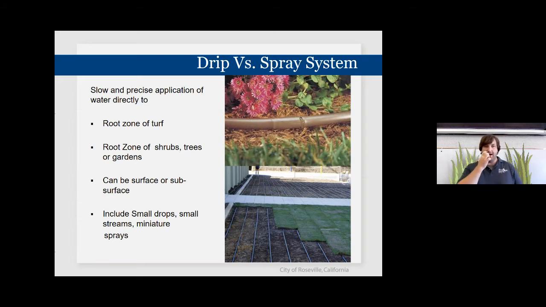So drip: slow and precise application of water. It can be directly to root zones of turf, shrubs, trees, or gardens. It can be applied surface or subsurface. This includes the small droplet drippers, the little button-sized things that you see, maybe a small stream or miniature sprays. Next slide.